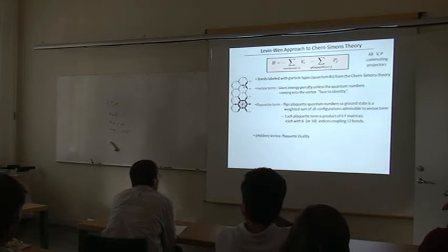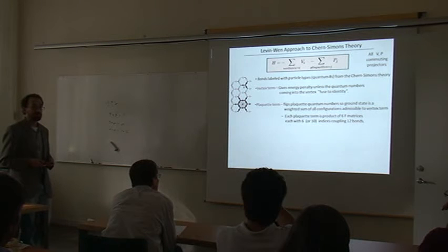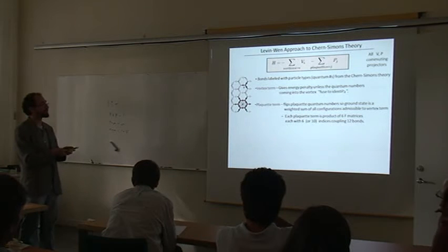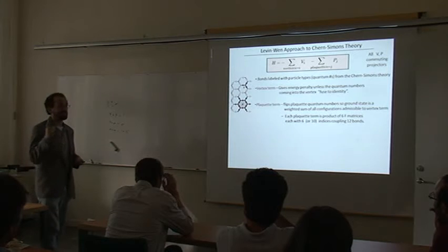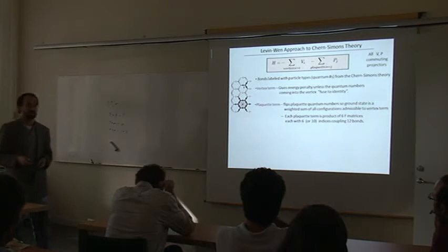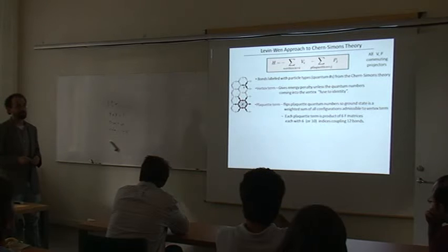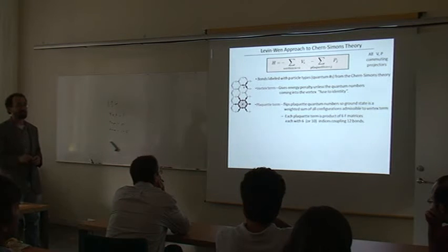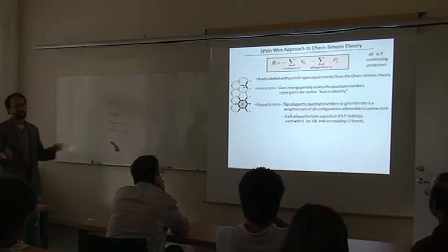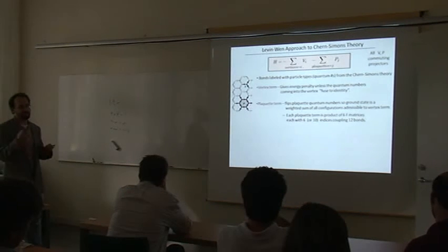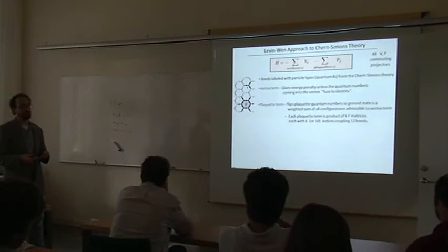You think of these as a spin model, so you have variables on the links. They're like spins, but they take values one, sigma, psi, if you choose the Ising Chern-Simons theory to start with. They have one index, not two. They're on the link, but they're not matrices. They're just the name of the particle type. So one, sigma, psi, or whatever you choose: choose your favorite Chern-Simons theory, list the particle types, and label the bonds with those particle types.